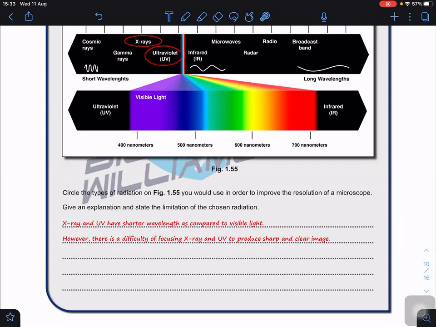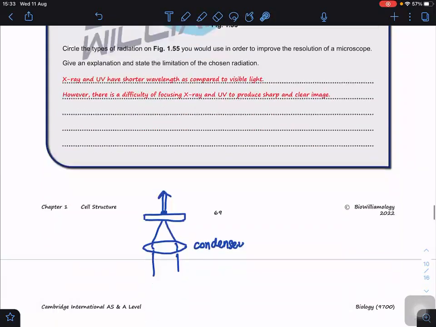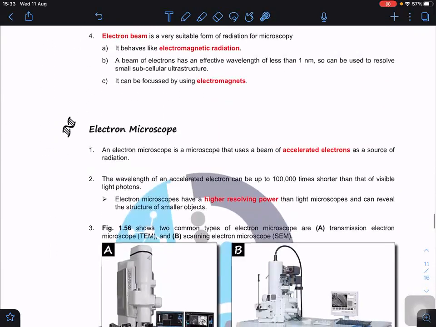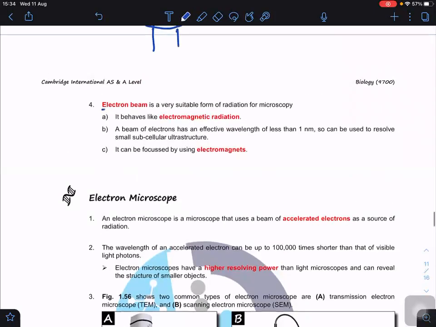Now, we go into depth again. If we can't use UV and we can't use X-ray, how can we improve? Until scientists discovered that we can use the electron beam. Now, be careful: not electrons, but electron beam. So how can we generate the electron beam? We use the electron gun.